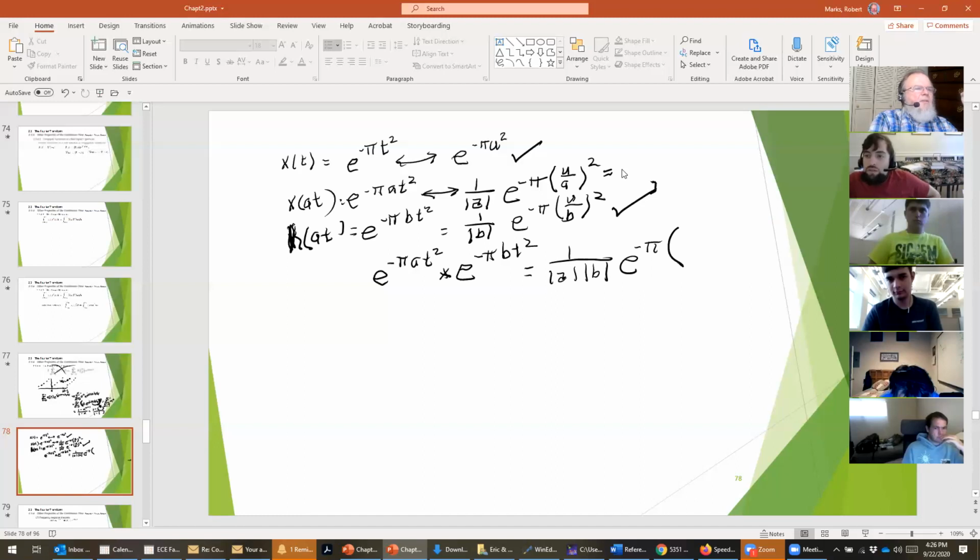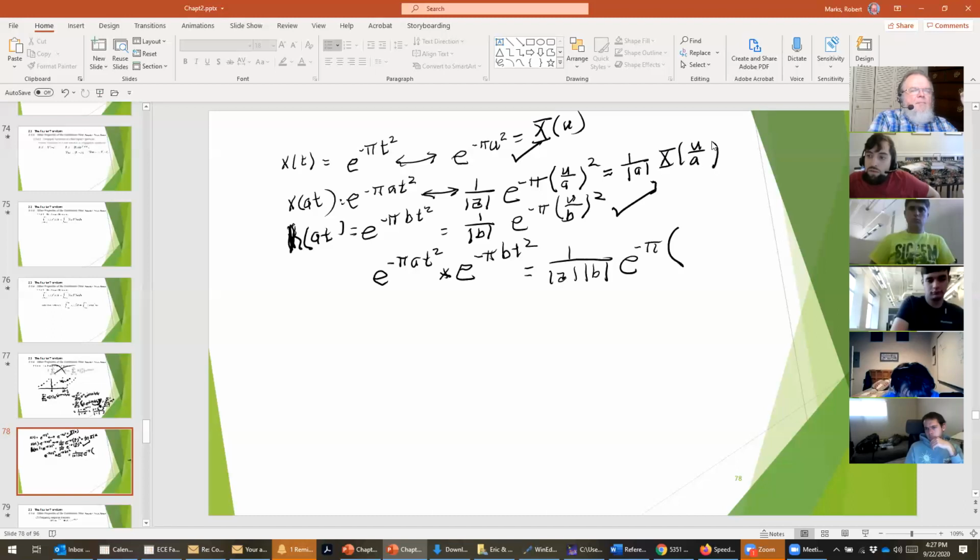Okay, because these are Fourier transform pairs, right? Yeah. Okay, so x of at corresponds to this, and we know by the scaling theorem that this is equal to 1 over the magnitude of a times x of u over a. That's the scaling theorem, right? Do you agree with this? That this Fourier transforms to this? Mm-hmm.